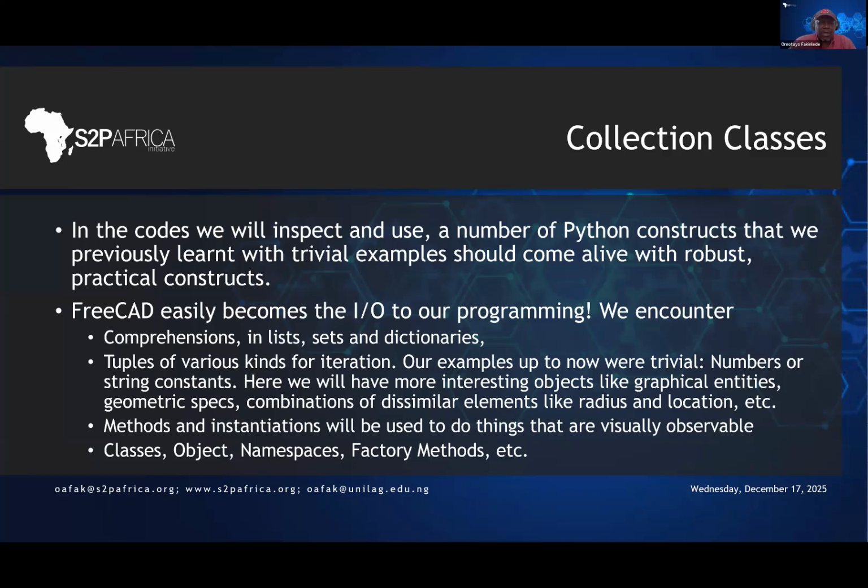So we looked at a number of Python constructs we previously learned with trivial examples. When we were looking at sets, we were looking at sets of Nobel laureates. We only had string constants because we just had the names of the people. That's what we had.